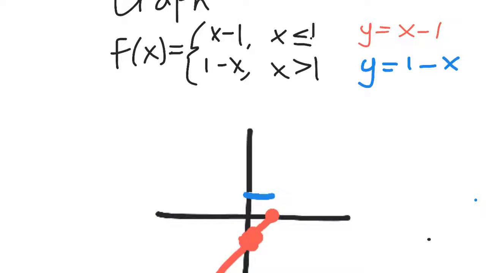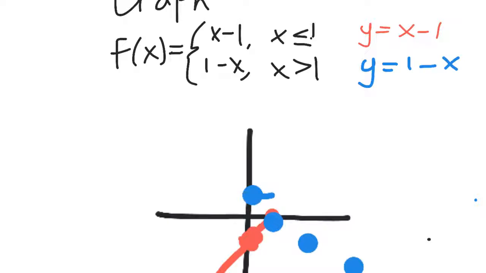It has a y-intercept at 1, so that's where I'm going to make my starting dot right there. And then this slope is a -1, because if there's no number in front of the x, it means 1. That means I'm going to count down 1 to the right 1 to get to my next dot. Down 1 to the right 1, down 1 to the right 1. That's what my graph's going to look like.